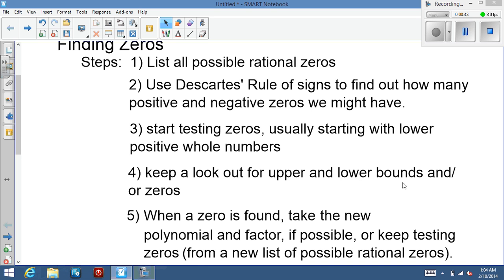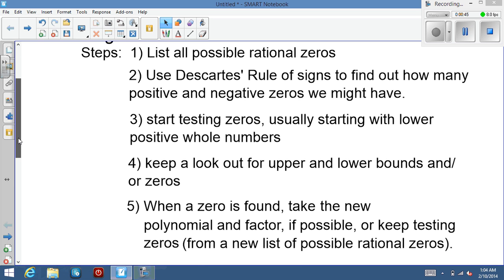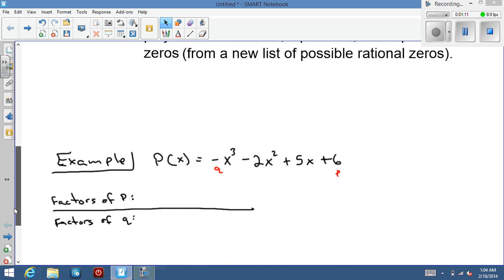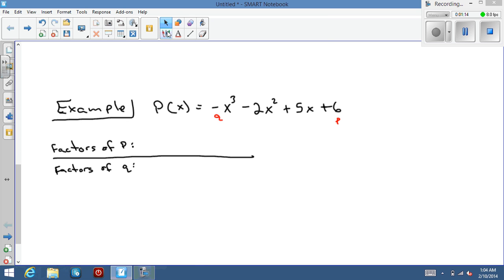Then keep a lookout for upper and lower bounds and or zeros. We discussed that in day 2. And when a zero is found, take the new polynomial and factor it if possible, or keep testing zeros. You may have to use a new list of possible rational zeros from the new polynomial. Sometimes the list would be the same and you don't have to worry about it. Okay, let's look at this example.